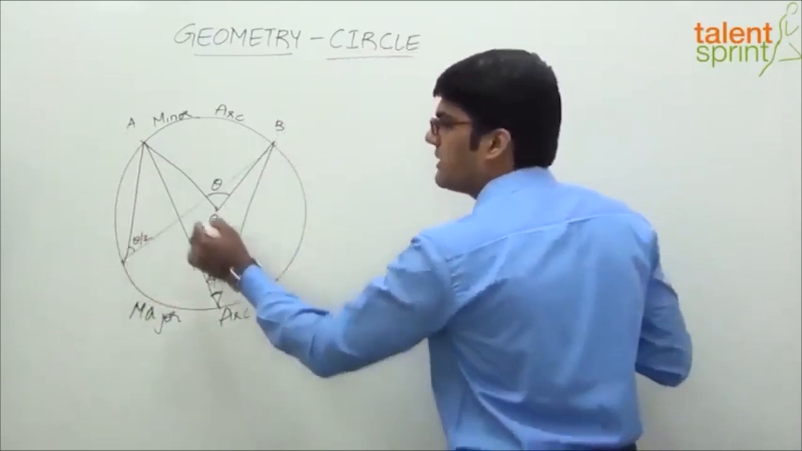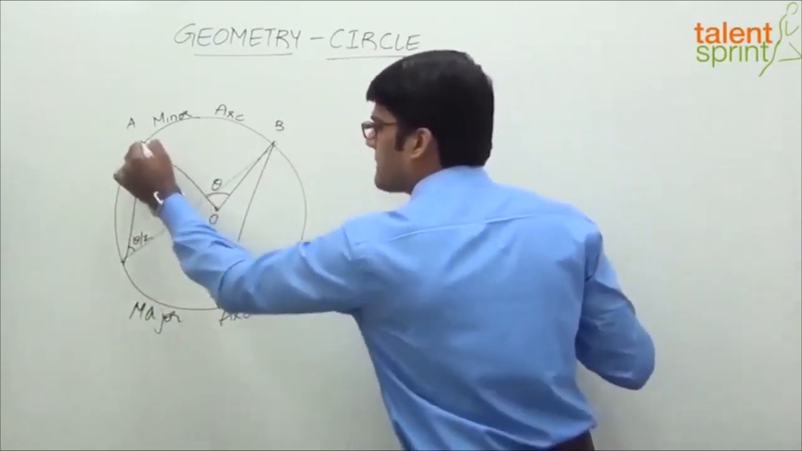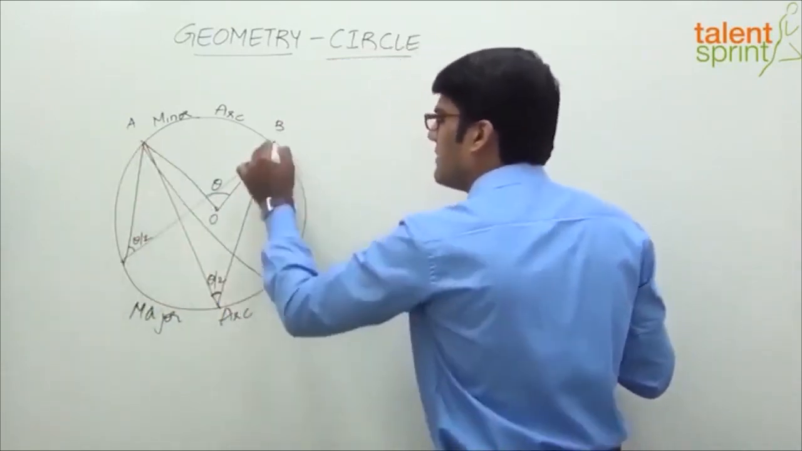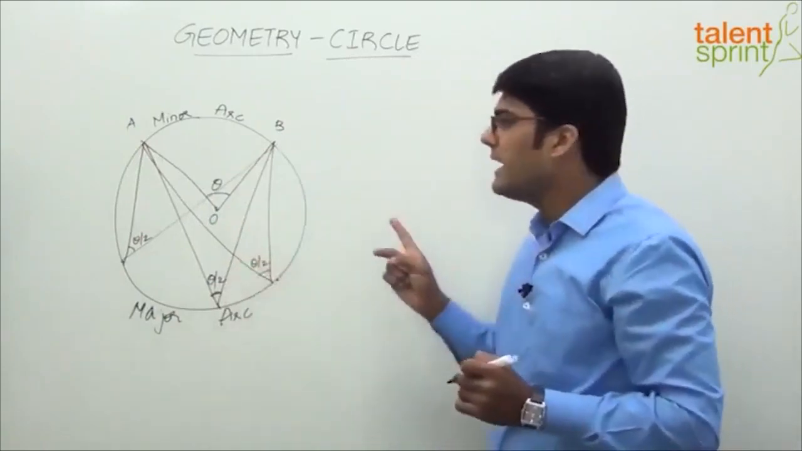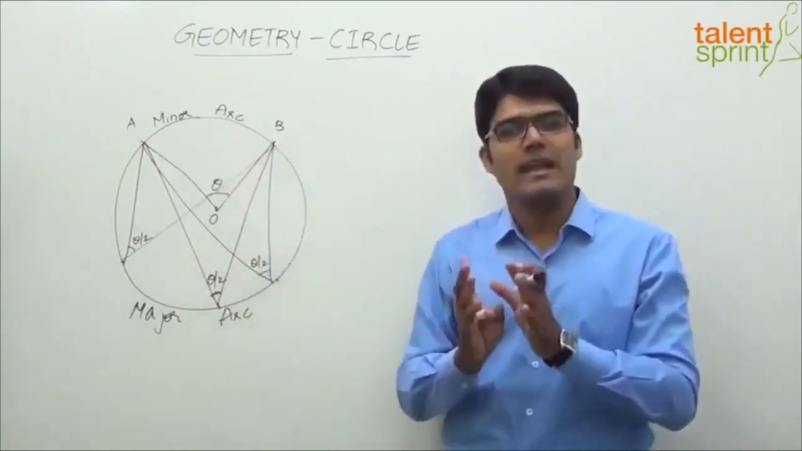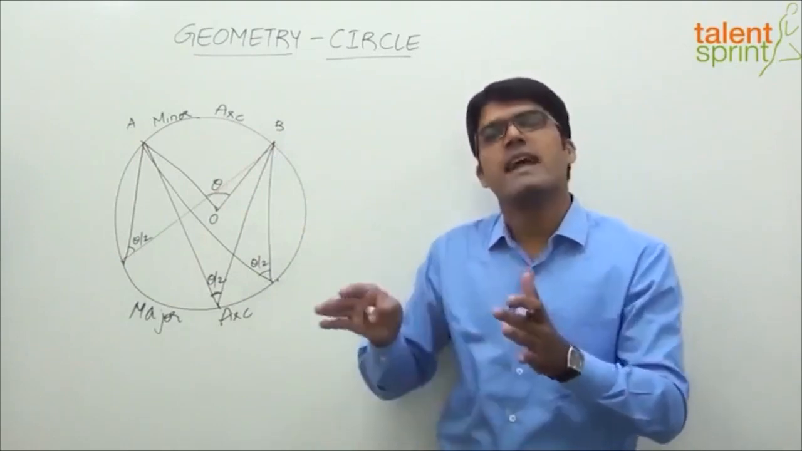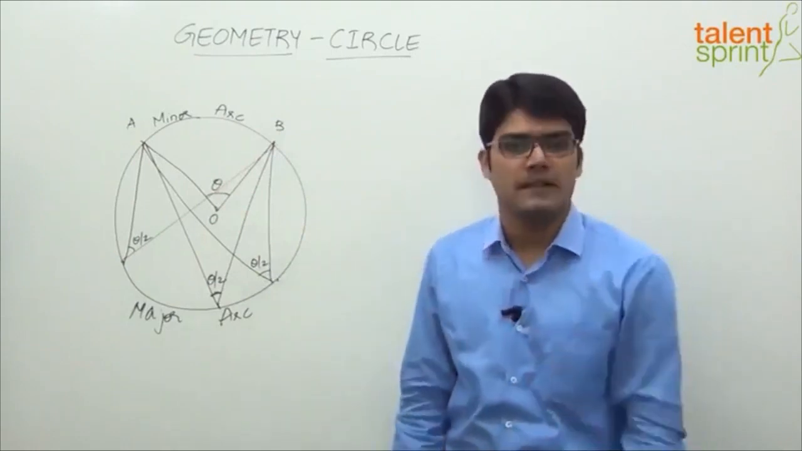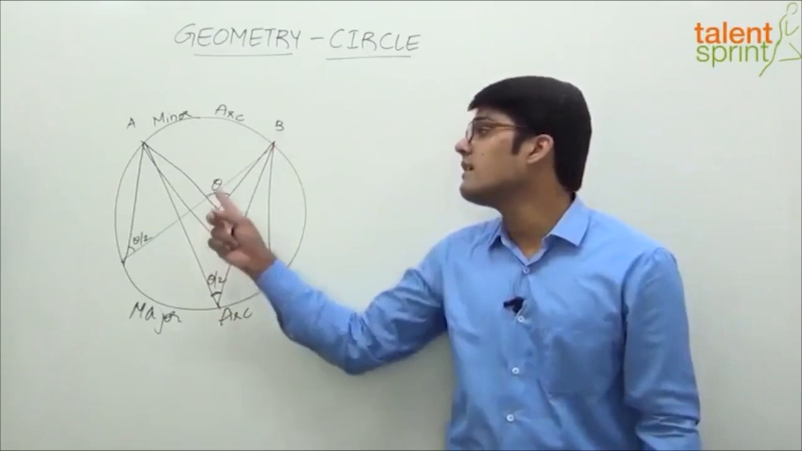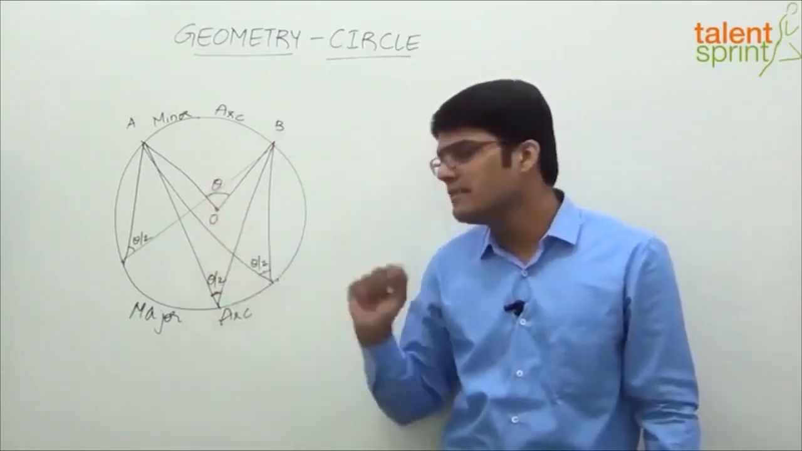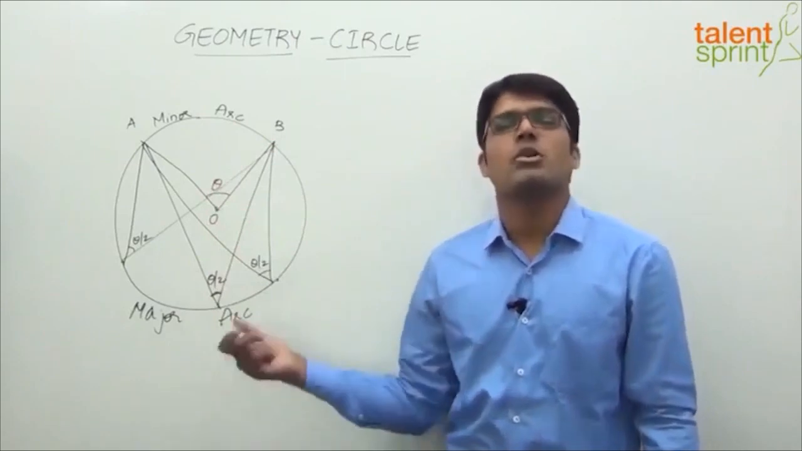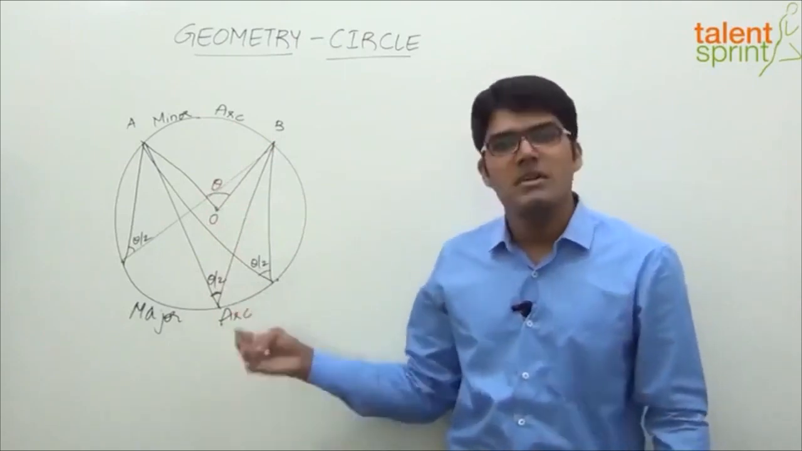Or you take any point here, the angle subtended by A and B also is going to be theta by 2. So clearly any minor arc can subtend two angles. One angle at the center, the other angle at some point on the major arc. Always the angle subtended at the center, theta, we can say is double the angle subtended at the major arc, the other arc. Same goes with the major arc as well.